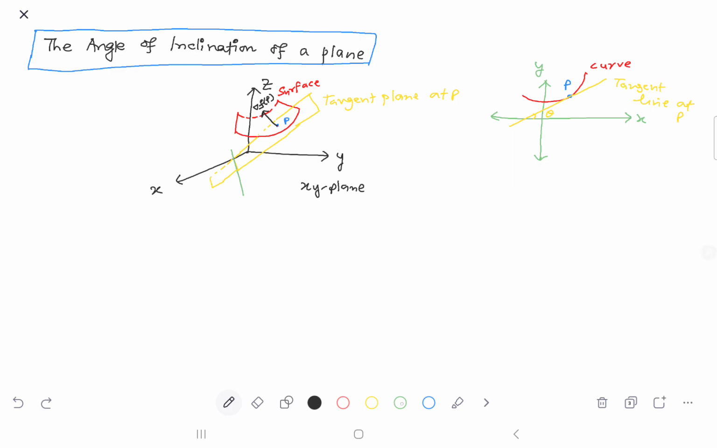And what is the normal vector of the xy plane? It is k cap, right? Now to find the angle between them, we just calculate the angle between these two vectors. So this angle we calculate.